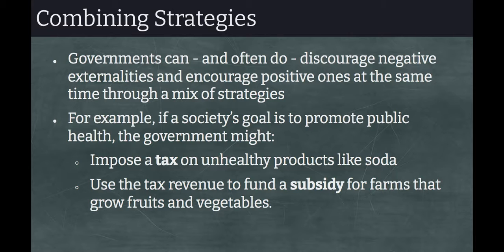So governments can and often do combine strategies, right? So they can discourage negative externalities and encourage positive ones at the same time by using a mix of those strategies, right? So they can use taxes, they can use subsidies, they could use regulation, all in combination with each other. So for example, if a society has the goal to promote public health, the government might impose a tax on unhealthy products like soda, or set a regulation that limits the amount of sugar that can be in a soda. Then, at the same time, they can take the tax revenue, so the money they earn from imposing a tax on unhealthy products like soda, and they can use that to fund a subsidy for farms that grow fruits and vegetables.